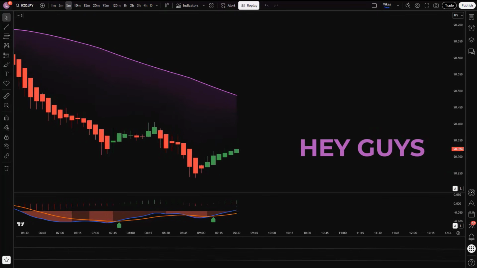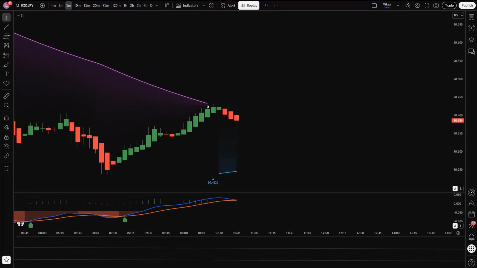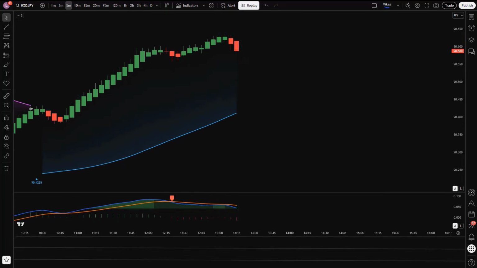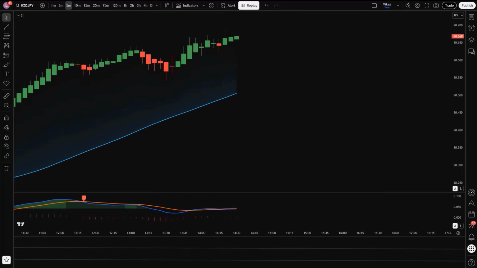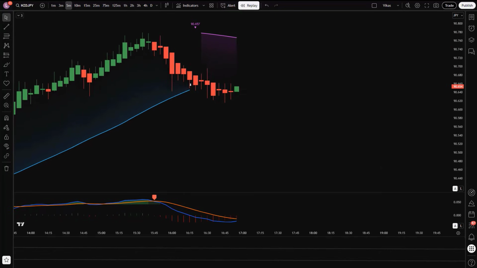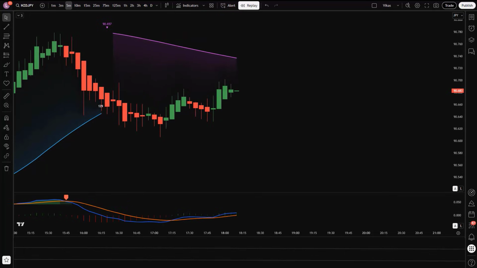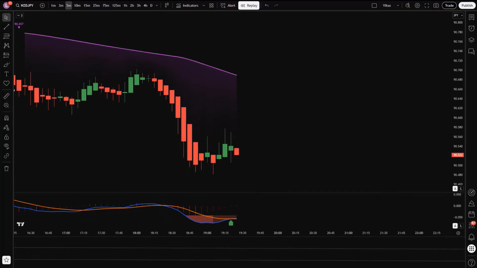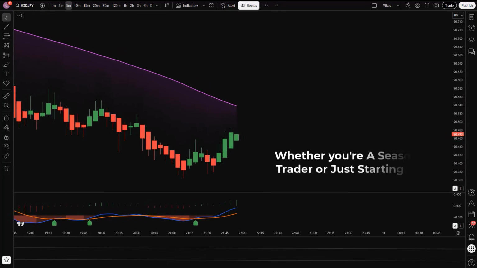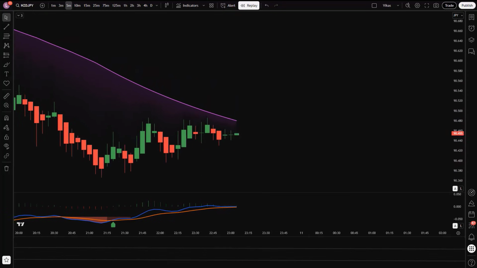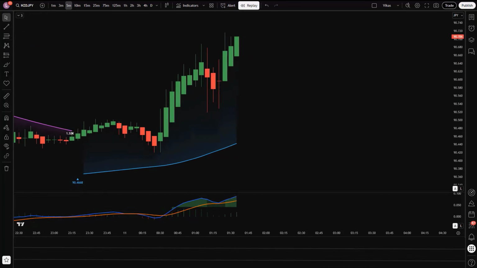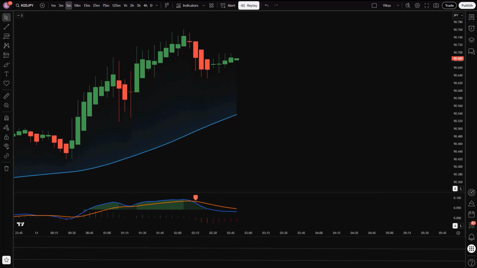Hey guys! Today, I'm thrilled to share with you an incredible tool that can elevate your trading game without costing you a dime. Yes, you heard that right. This indicator is completely free, and it doesn't require any premium plans or subscriptions. It's designed to help you make informed decisions in your trading journey. So, whether you're a seasoned trader or just starting out, this tool is accessible to everyone. Let's dive in and explore how you can leverage this fantastic resource.